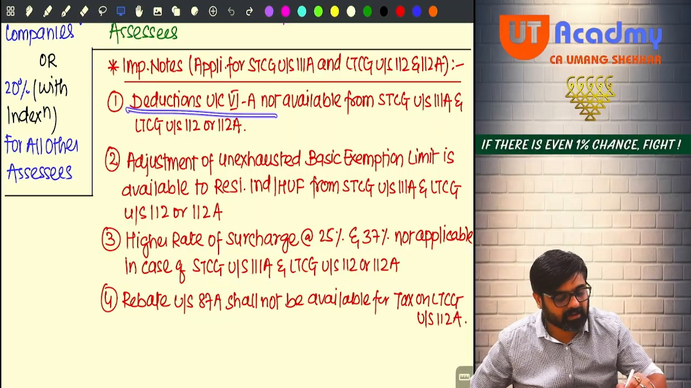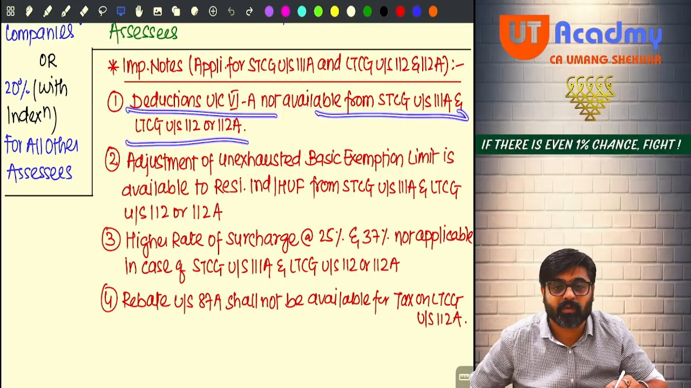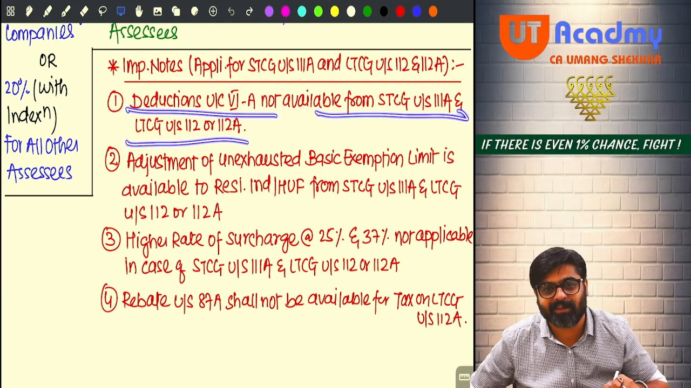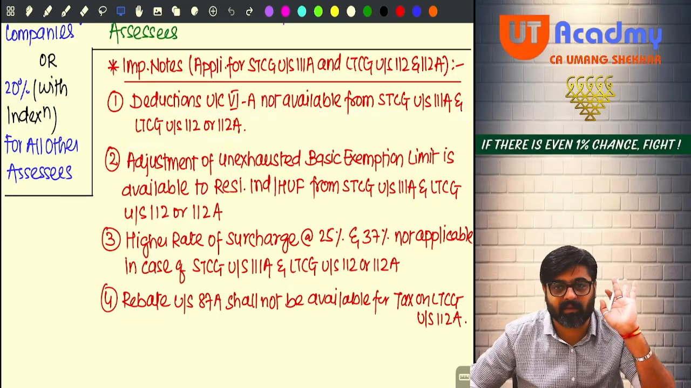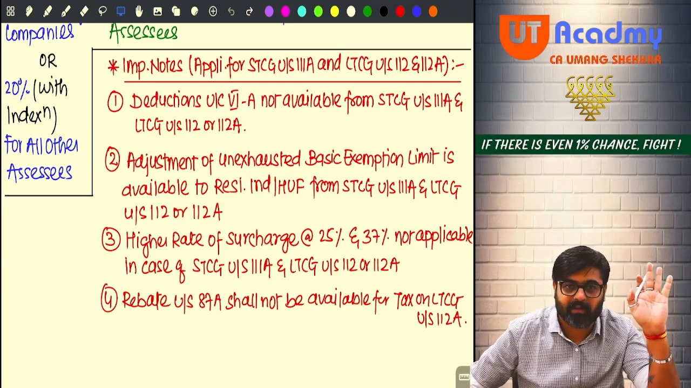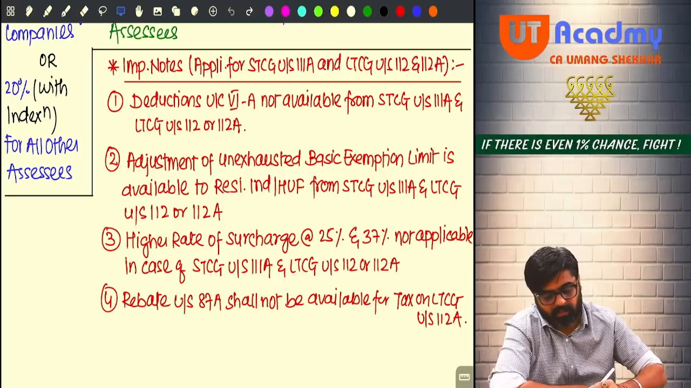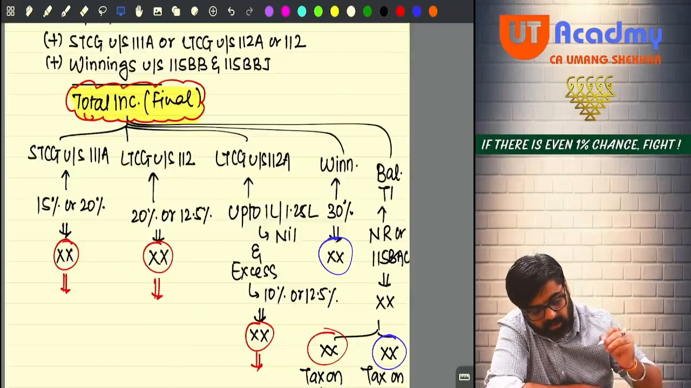Deductions under Chapter 6A are not available from short-term gain 111A, LTCG 112, 112A, and also from winnings income, which I will tell you in IFOS. But I have already explained that right now. Okay? So will you remember till IFOS? Sure? Okay.